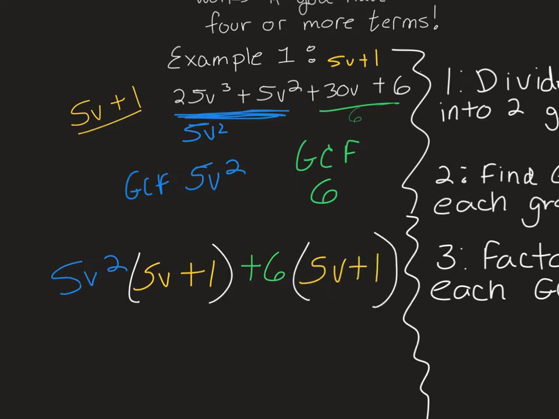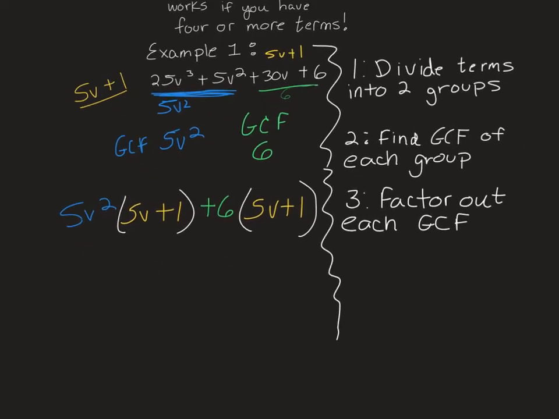So I've done steps 1, 2, and 3 so far. So again, I divided them into 2 groups, and then I found the greatest common factor for each group, and then I factored out each greatest common factor. Notice here how now I have the same thing in each of those parentheses. That is a really good clue to you that you're probably doing this correctly. Grouping is one of the hardest strategies there is, and so it's nice to be reassured that you're probably doing the right thing.